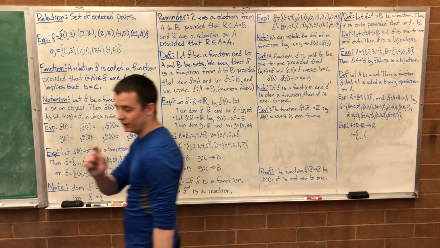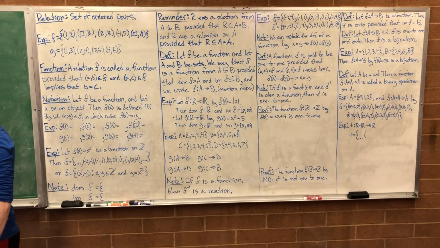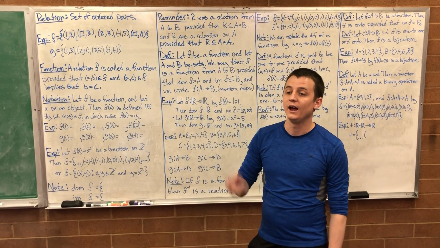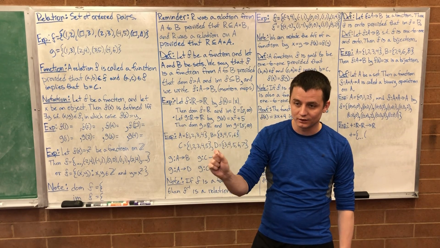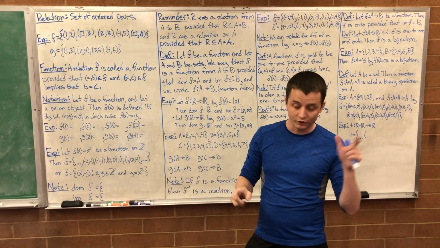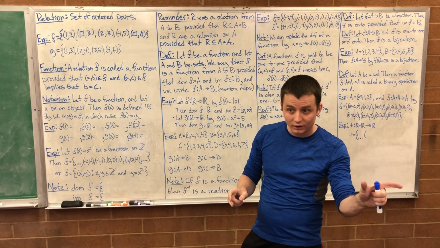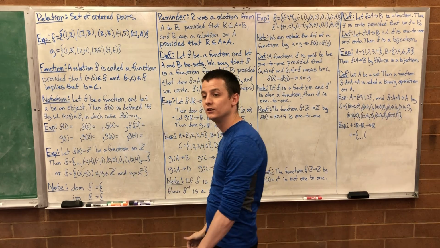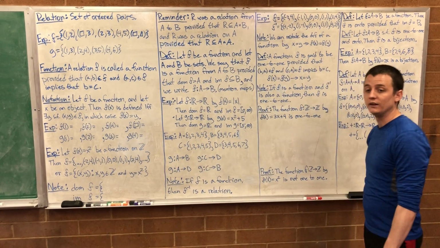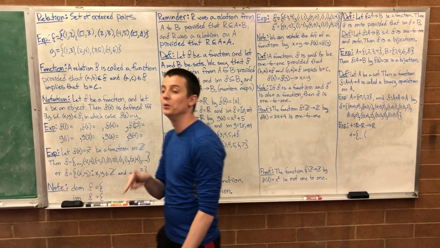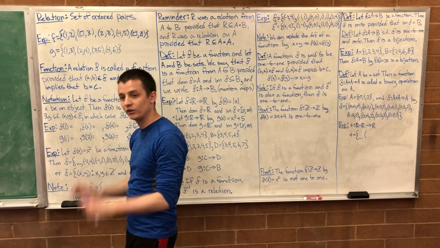Then the counterpart to reflexive was irreflexive. What did irreflexive mean? Reflexive meant x is always related to itself. Irreflexive meant x is never related to itself. So mother would be an irreflexive relationship. We're guaranteed that no one is their own mother. That's never the case.